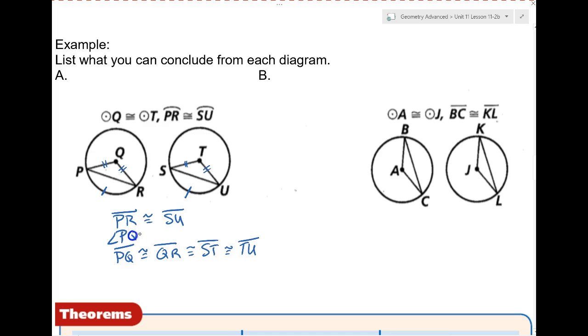Yeah, angle PQR is congruent to angle STU. All right, those should have been like the biggies. There's other things you could tell me. With what I have marked up there, is there anything else I should be able to get from this diagram?